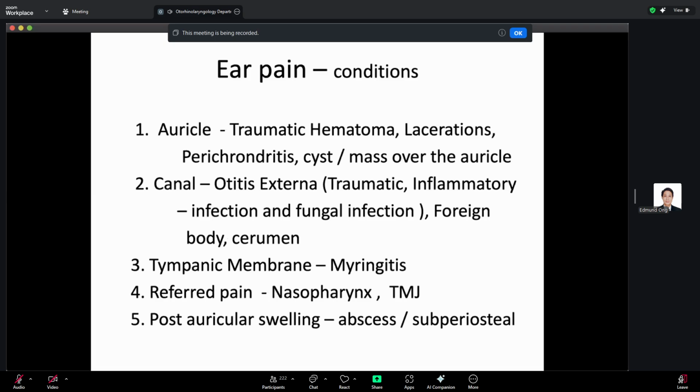And of course, some patients who have pharyngitis or ATP can have referred pain, and sometimes they come to your clinic with that ear pain, and it's only a referred pain from a pharyngitis or ATP. So you need to check also the oral cavity and the oropharynx if patients come to you with ear pain. And of course, post-auricular swelling, secondary to abscess or subperiosteal inflammation. Next slide.